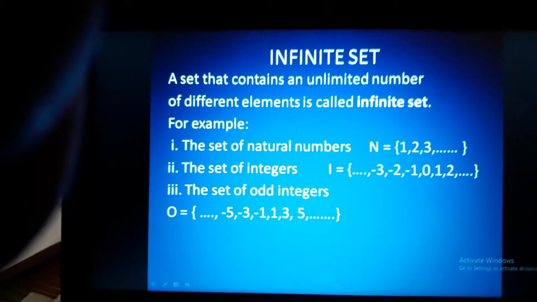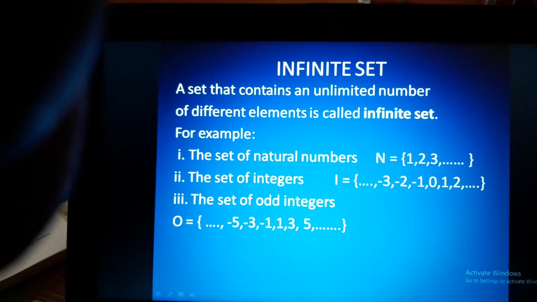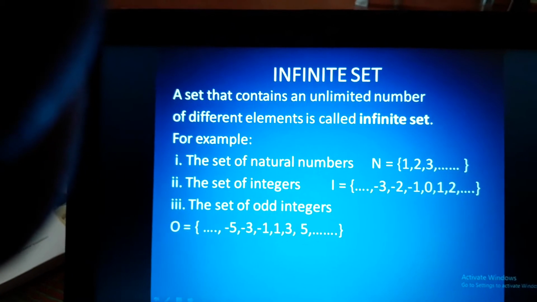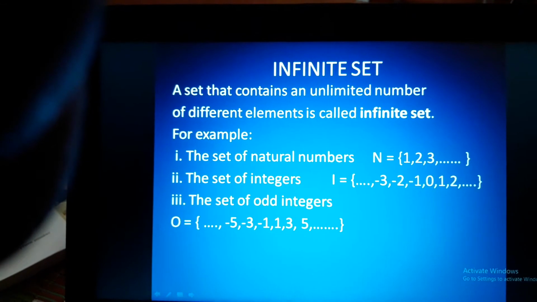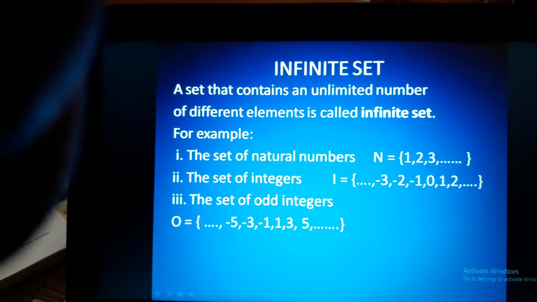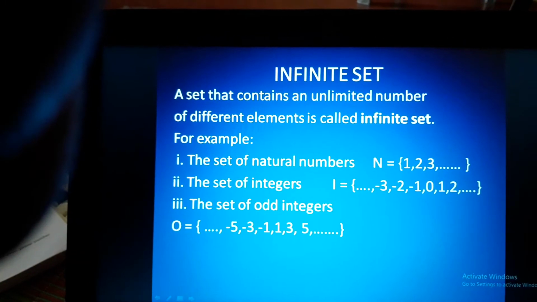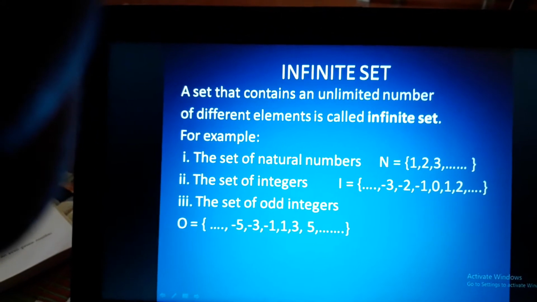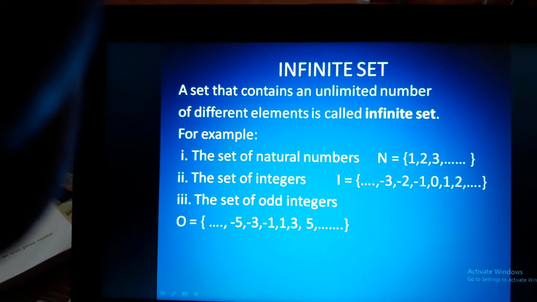Odd integers are denoted by capital O, which is equal to, see again in curly brackets, we are putting some dots in the beginning and then we are starting with -5, -3, -1, 1, 3, 5. In this way we go on. You can go through some more examples which are given in the book.